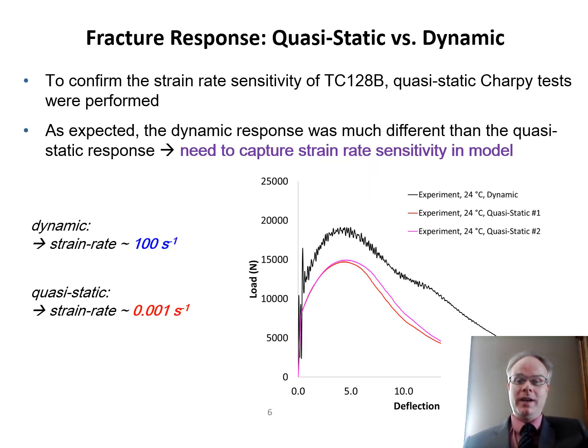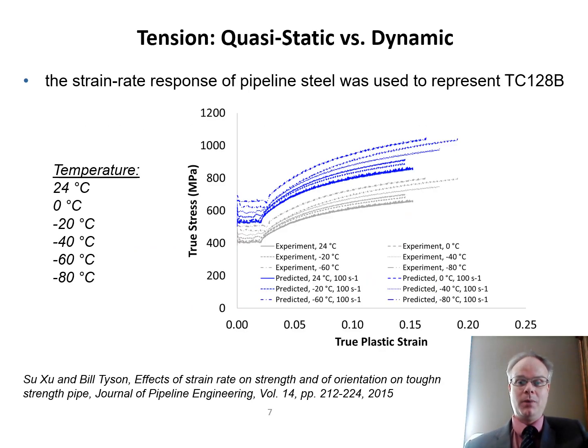So in terms of strain rate, we can measure the quasi-static versus the dynamic response. In this case, we just show Charpy tests. Everything else is exactly the same except the strain rate. One is quasi-static. The other is about 100 strain per second. And we can see a difference in both the loading response, but also in the amount of deflection that the material handles before it fails. And so we have to capture the strain rate sensitivity of the steel in the models.